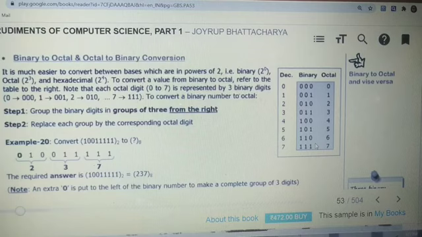So decimal 2 in binary means 10. But in binary we have a 2-bit representation here, while in octal it is a 3-bit representation. That's why 10 becomes 010; you have to put an extra 0 beforehand. In this way we are getting this value.